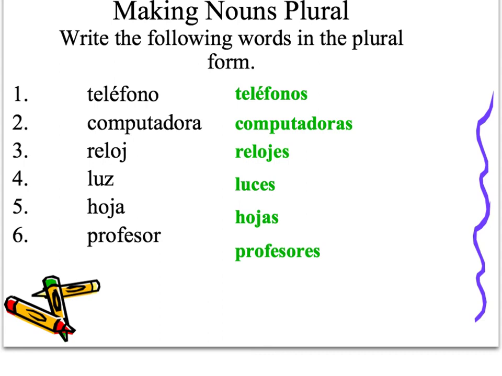Luz, there's your Z rule. Okay, a luz is a light. It ends in a Z, so I'm going to have to change that Z to a C and add ES. Hoja, like a sheet of paper or a leaf. Hoja, hojas, profesor, profesores. All right, so if you filled out all of your notes, then you're done.